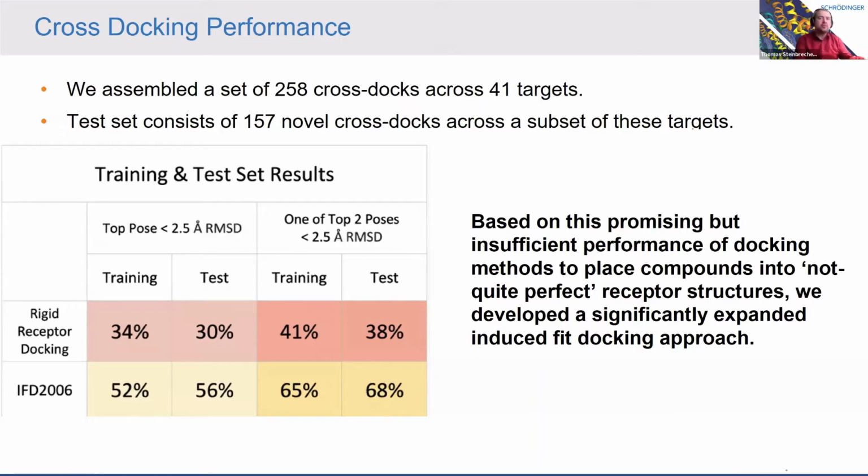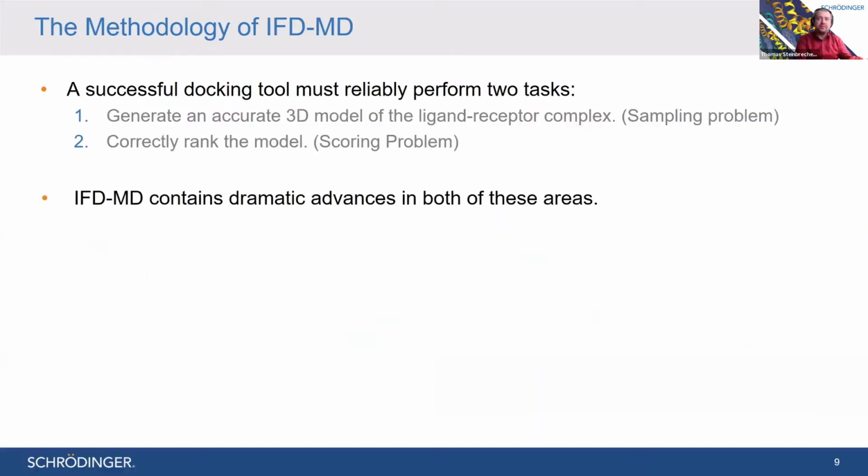So how could this further validation look like? I'm now going to describe the IFD-MD workflow, and that needs to do 2 things well if it wants to solve the induced fit docking problem. The first one is the sampling problem. I need to generate enough 3D models of my ligand binding to that receptor with appropriately rearranged receptor binding pocket so that the true structure is part of that.